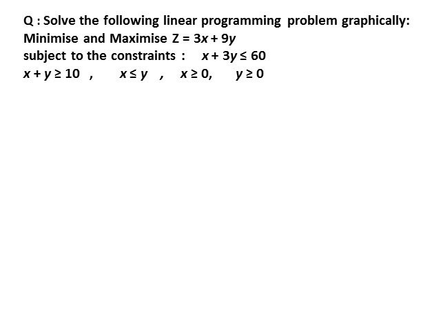First question, solve the following linear programming problem graphically. In this question, objective function is z equals to 3x plus 9y. We have to find maximum and minimum both values. Linear inequalities given are x plus 3y less than or equals to 60, x plus y greater than or equals to 10, x less than or equals to y, and x and y both are greater than or equals to 0.